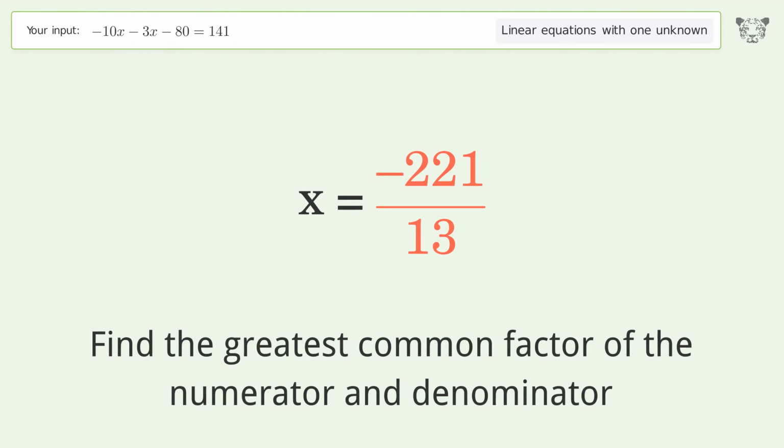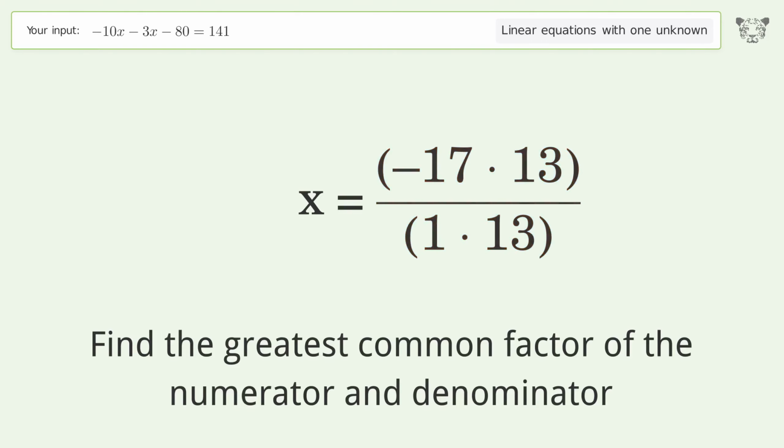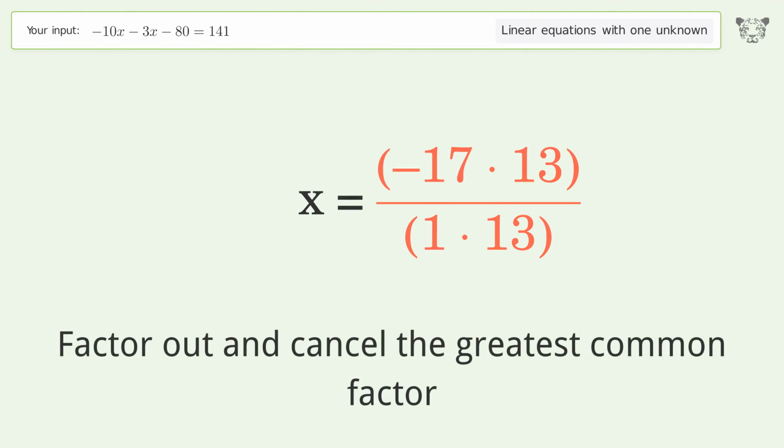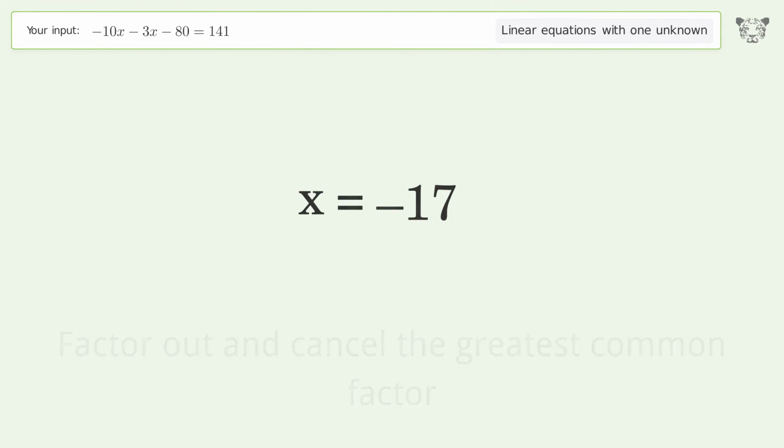Find the greatest common factor of the numerator and denominator. Factor out and cancel the greatest common factor. And so the final result is x equals -17.